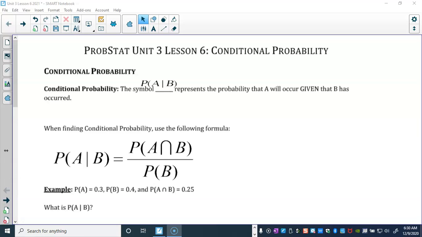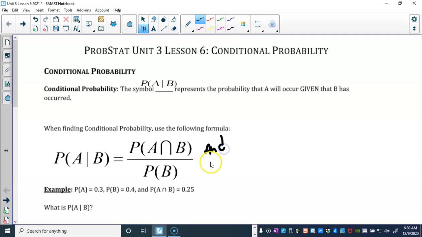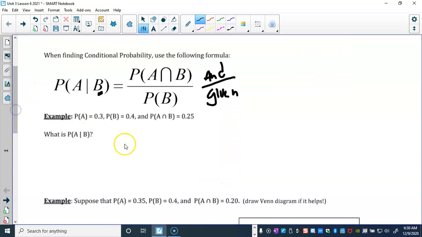Okay? So your formula is going to be the probability of A given B is equal to the probability of A and B, so your and, divided by the probability of B, which is your given. So recognize that whatever comes second again, that's your given. Okay? For example, we have the probability of A given B.